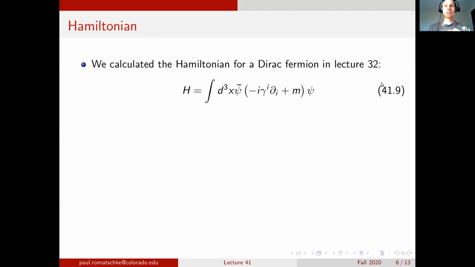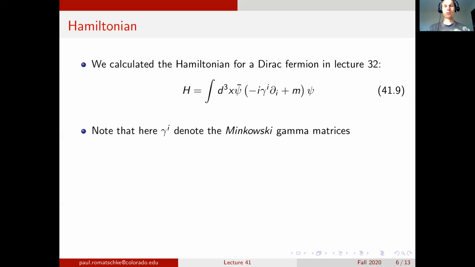Recall that we calculated the Hamiltonian for a Dirac fermion back in lecture 32. We found that the Hamiltonian is given as the integral over space times psi bar minus I gamma I partial I plus m psi. And I just want to draw to your attention to the fact that the gamma i's here are Minkowski gamma matrices.